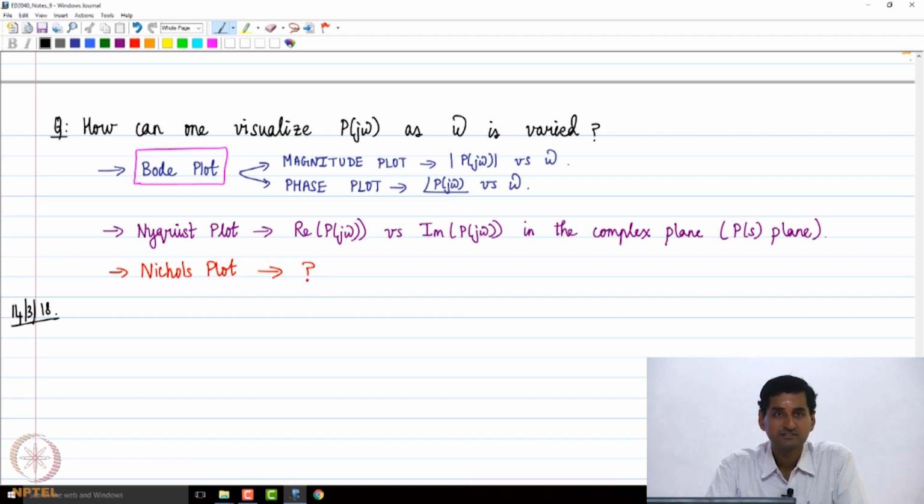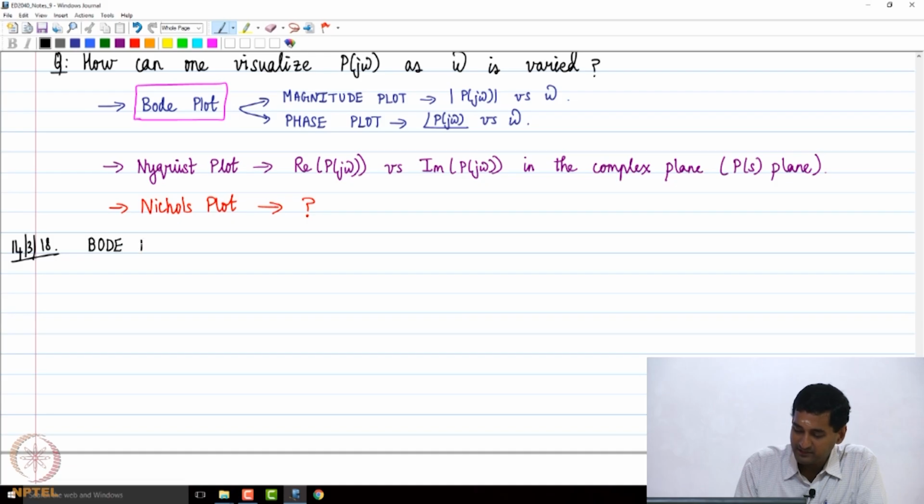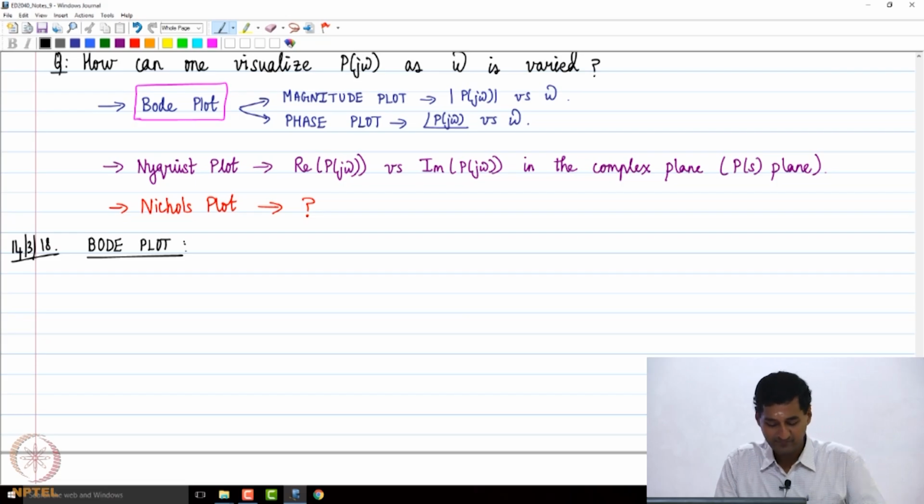Let's get started with the Bode plot today, and then we'll see what we do when we use the Bode plot. First of all, how to plot the Bode plot, then once given a Bode plot, how do we interpret system characteristics from that plot. Those are aspects which we are going to study now.